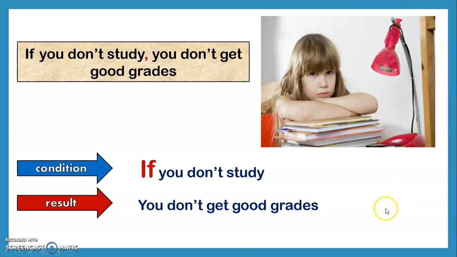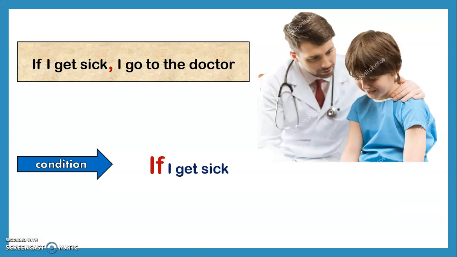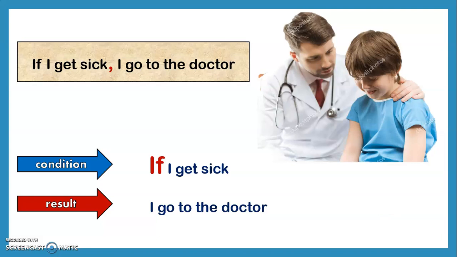Okay, and let's see next example. All right, look at here. If I get sick, I go to the doctor. Okay, what is the condition here? Yes, if I get sick. And what is the result? Yeah, I go to the doctor, no? And remember, you can change. I go to the doctor if I get sick. Okay, so you can write in these two ways, okay? But don't forget the comma if you start with if.